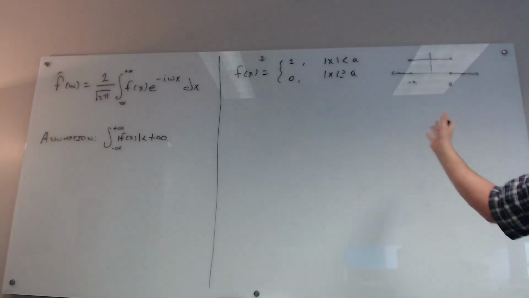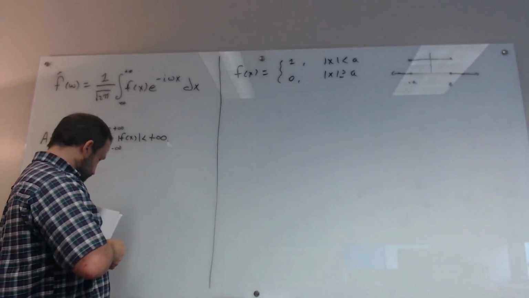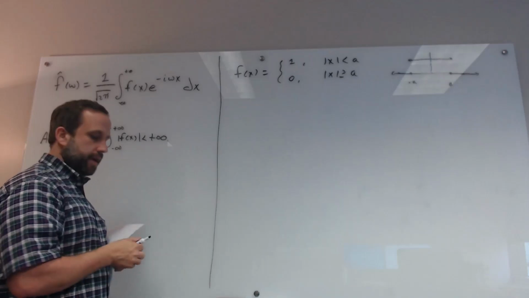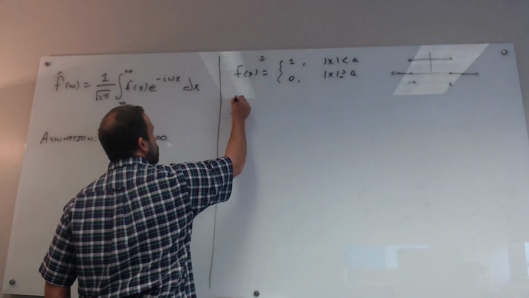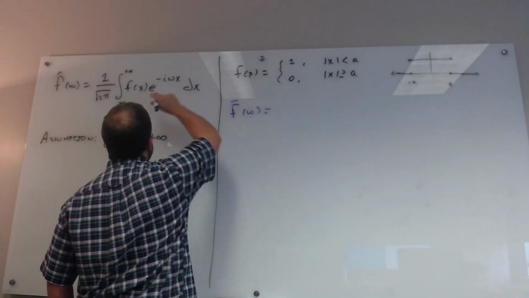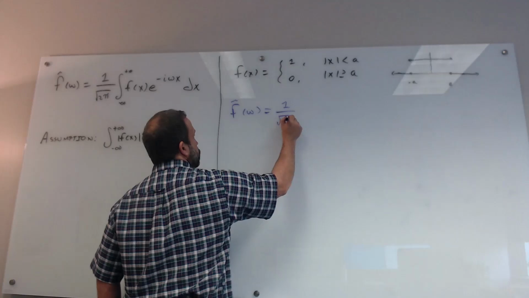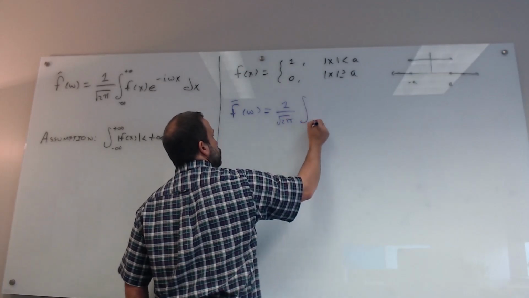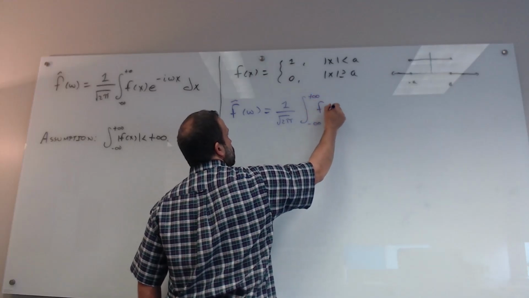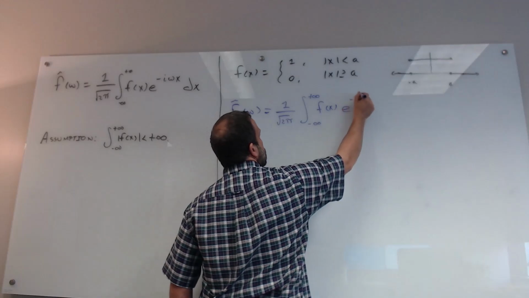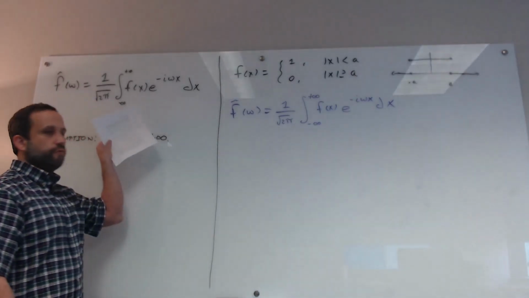So basically, we're just going to plug this function into the definition here. I'm going to change colors too, just to liven things up a little bit. I think green might not be a great color, but I think purple will be a good color. So f hat of omega, just using this definition here, is 1 over the square root of 2 pi times the integral from minus infinity to positive infinity of f of x e to the minus i omega x dx. I'm just using the formula here.